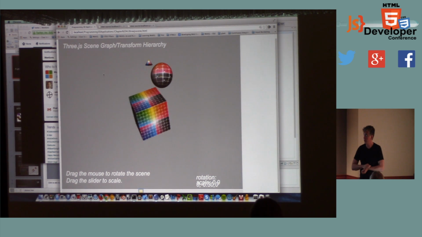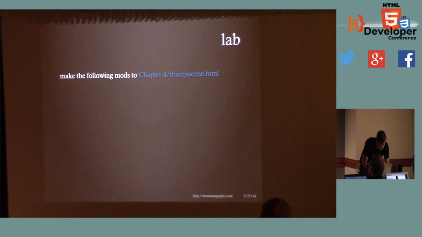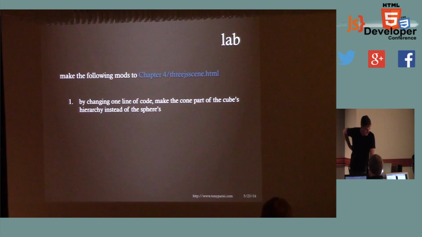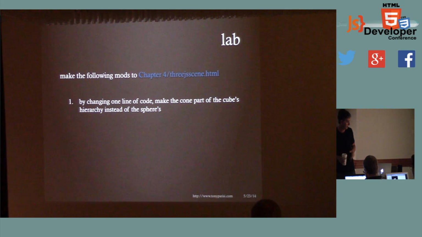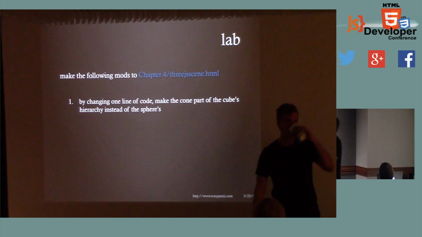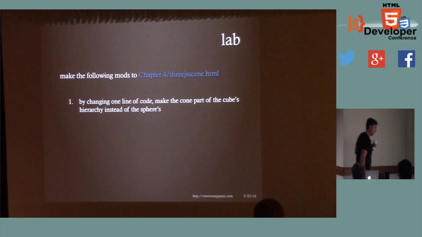So let's do a couple of labs, or maybe I think I held them off till the end. Let me see. Nope, we got lab time here. So we're going to make some changes to the transformation hierarchy. Take that code from the Three.js scene, change one line of code, and make the cone part of the cube's hierarchy instead of the sphere's, and then see what happens. So right now the cone is a child of the sphere. Make it a child of the cube instead.